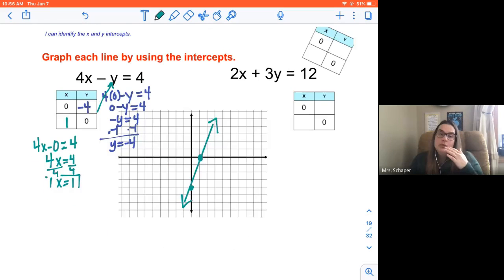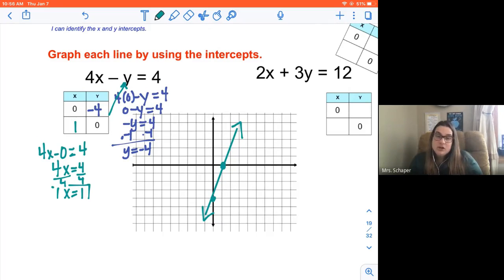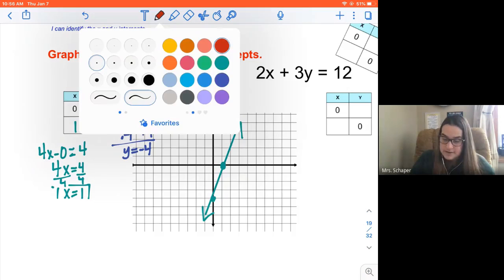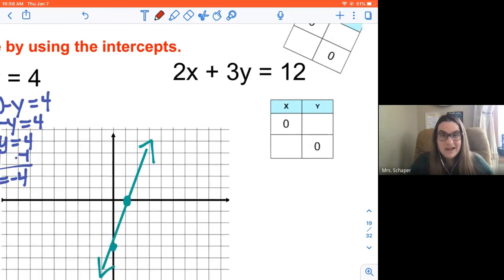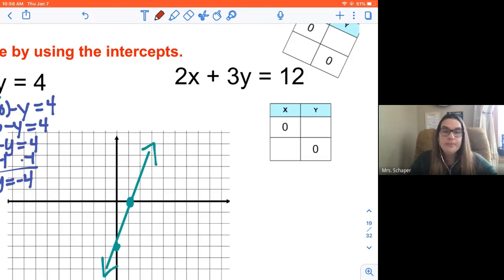Okay. So when we're graphing by using intercepts, what we have to do is fill out what is y when x is 0, what is x when y is 0, plot those points, and then I'm able to graph my line. Okay. So let's look at the next one. And again, we probably haven't done this before. So if it seems a little messy, it makes sense. Okay. So here we go.